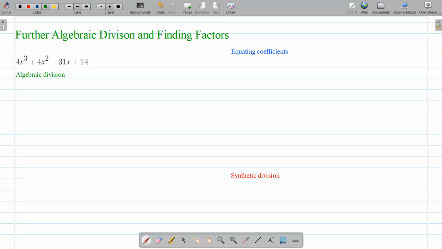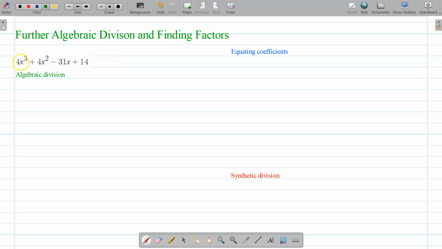Welcome to this video where we're going to look at further algebraic division and finding factors. We're going to look at three methods of factorizing a cubic expression like this one. Now, the first thing to do in this case is to find at least one factor by inspection or trial and improvement, if you like. Now, we're not told any factors at all, but we've got to find all of them.